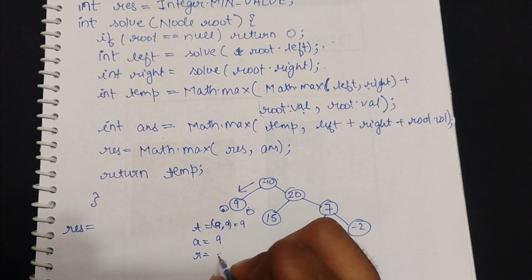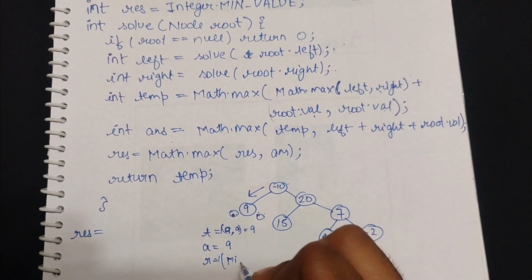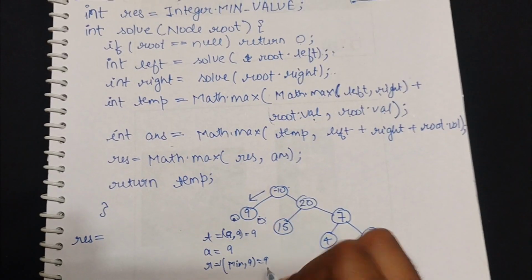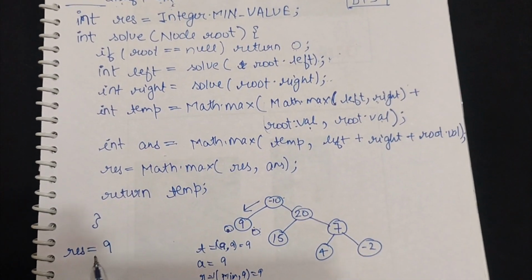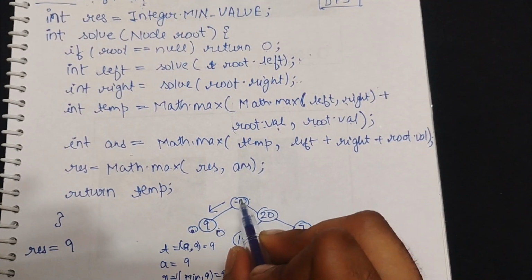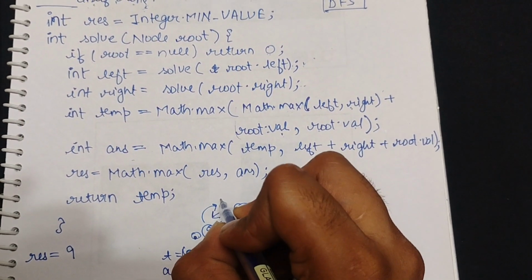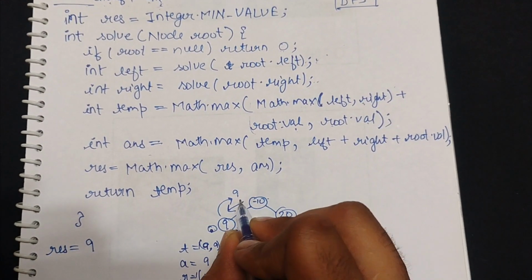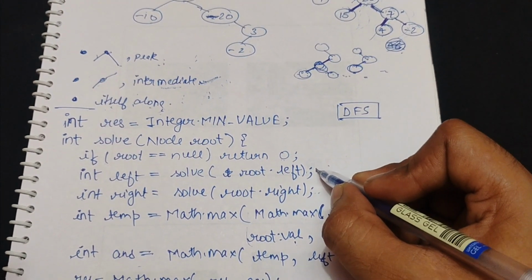So minimum, maximum of minimum and 9 is 9. So we'll update res as 9. Okay, now it will return, 9 will return the temp value to minus 10. Temp is 9, it has returned 9. Now minus 10 has executed this line.